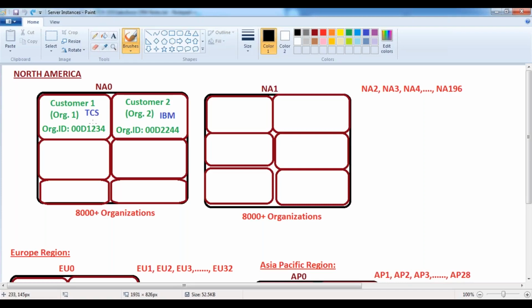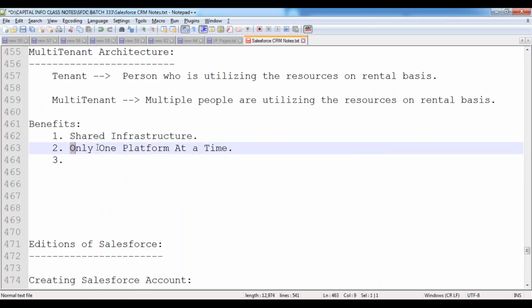Of course, you may be paying some money, and he is utilizing it free, but both are my customers. As an organization, it is my responsibility to make my customers happy and satisfied, so I would like to provide the resources to all the people. So whenever Salesforce gives a new release, it is only one platform.